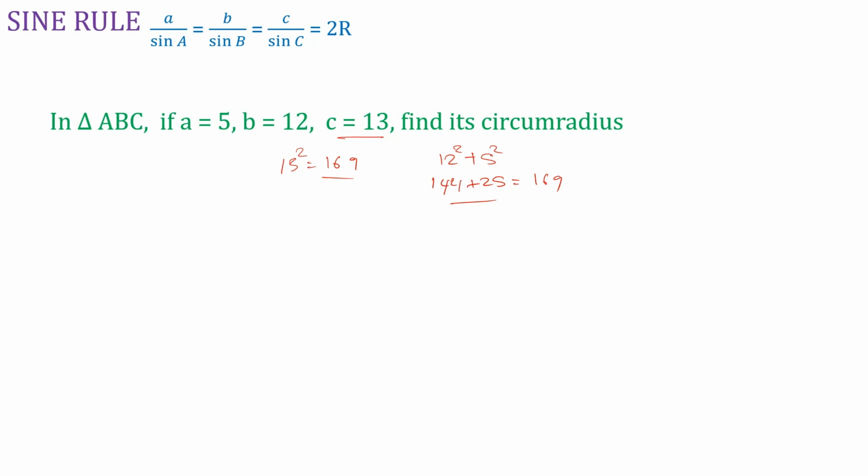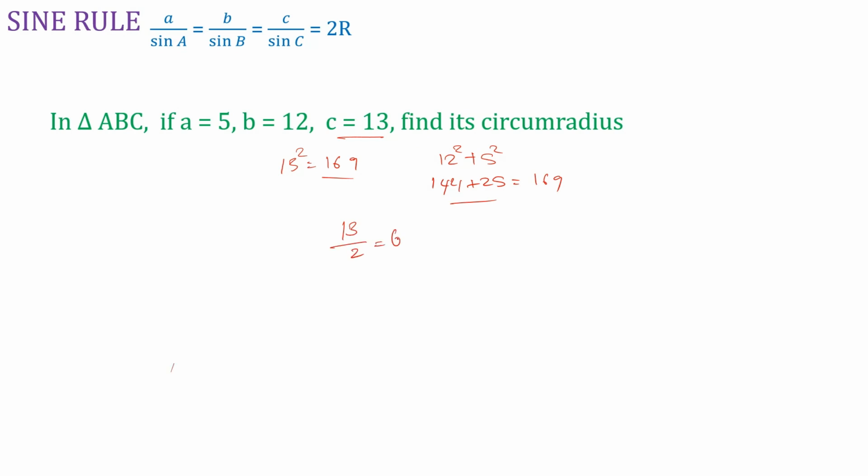So this is a right angle triangle, and in a right angle triangle the circumcenter will be the midpoint of the hypotenuse. From that, we can tell that the circumradius is hypotenuse upon 2. That is c upon 2.